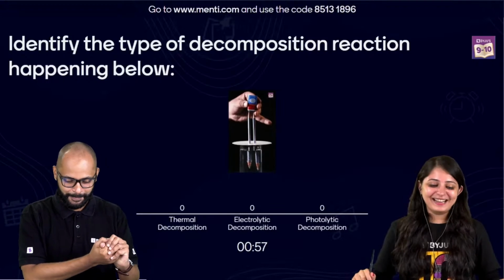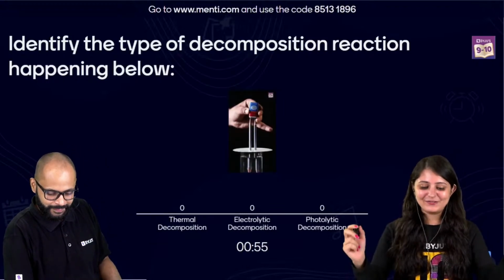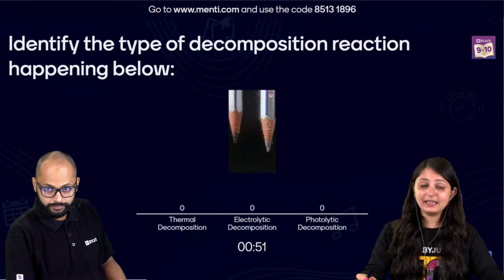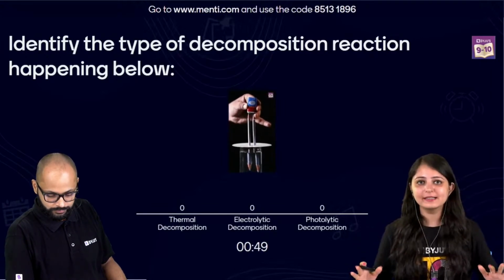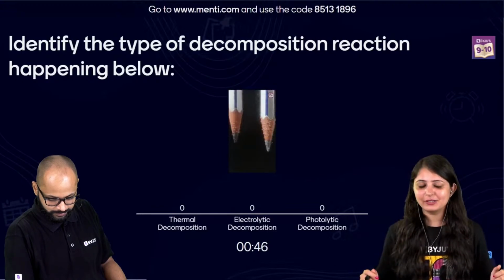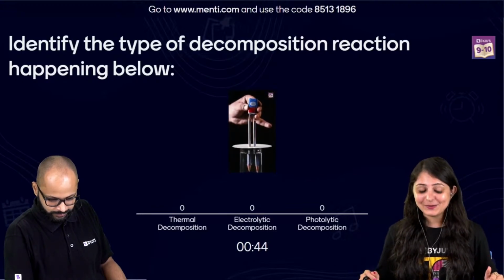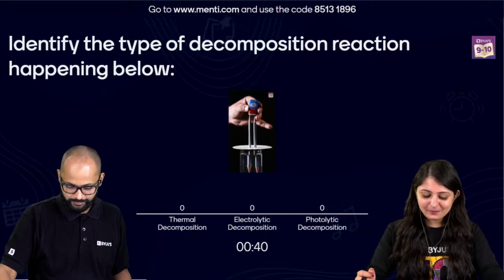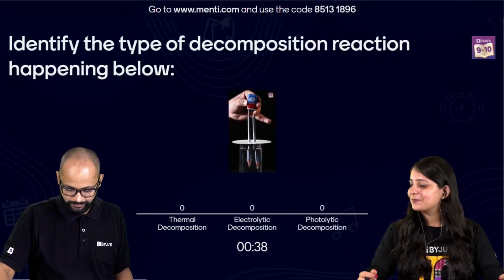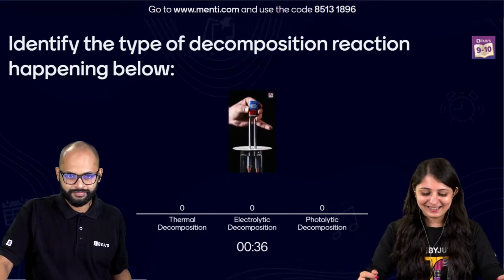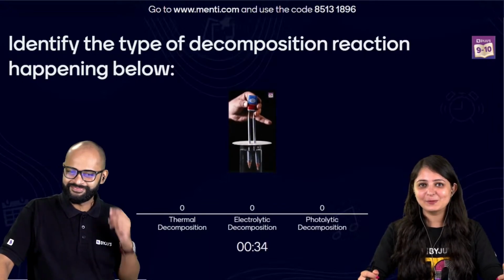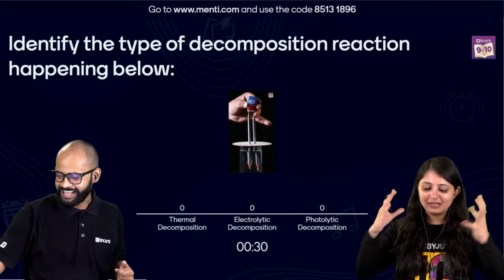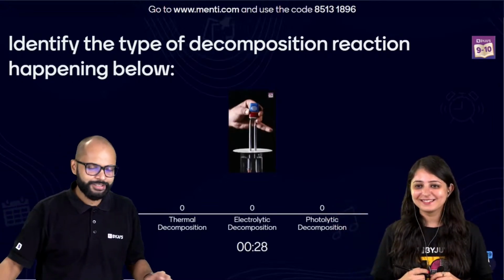Question. Identify the type of decomposition reaction happening below. Hey, this is by the way a very amazing experiment shorts video that we have on the channel. So I hope you've seen it. Is it thermal decomposition happening, electrolytic decomposition or photolytic decomposition? And I think if you'll actually observe, you'll understand. Plus, of course, if you know the meanings of thermal, electrolytic, photolytic, this is also very easy.